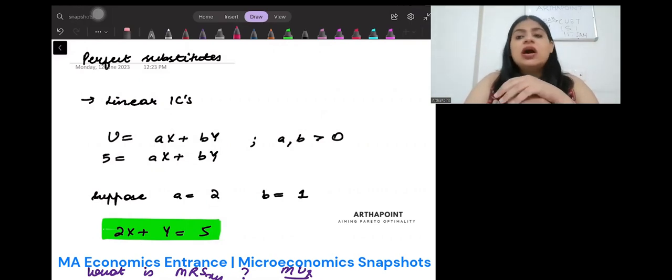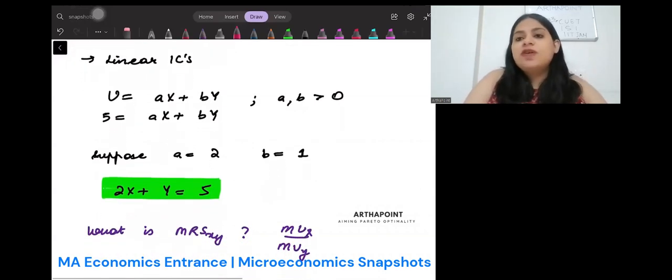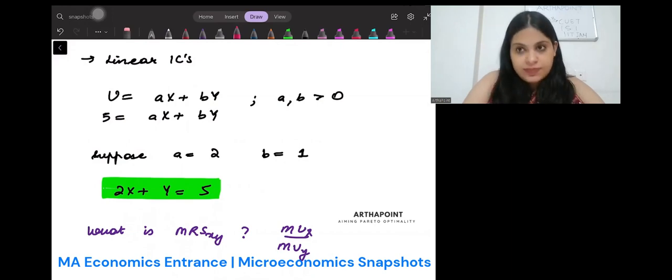The question is, how does the curve of perfect substitute look? So for perfect substitutes, we have linear indifference curve. But a linear indifference curve means that the ICs would be straight lines. So you can go ahead and represent the ICs of perfect substitutes as U is equal to AX plus BY. A and B are greater than 0.